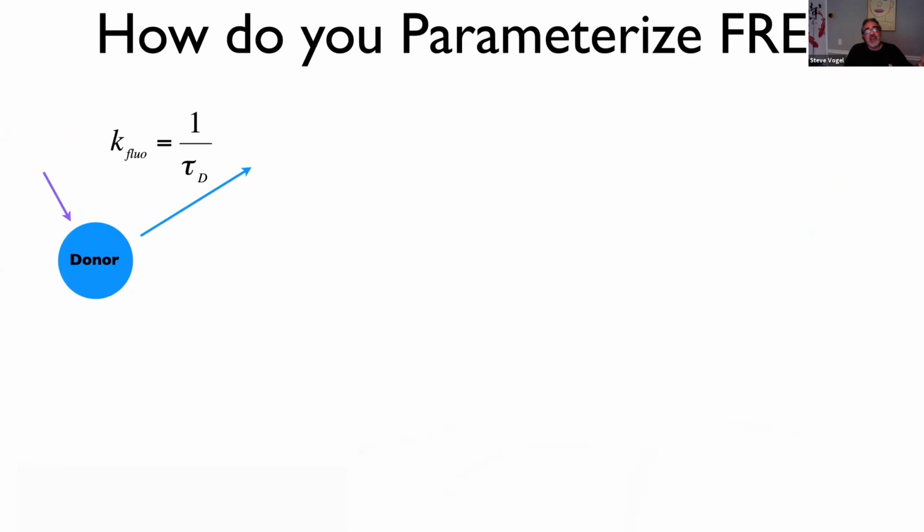So again, here's another cartoon. Here's a donor. We excite it. It gives off light. You can think about that the rate that it gives off the light, k fluorescence, is equal to 1 over the lifetime of that molecule. So even though we talk about it as a tau, if you just take the inverse of that tau, that inverse is a rate. It's the rate of photons coming out of this molecule.